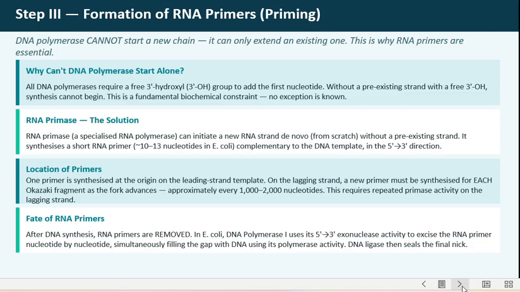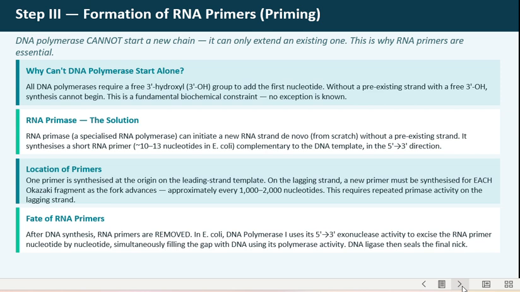So only one primer is needed. And then this primer can be used to synthesize a continuous strand of new DNA throughout, or until the forks meet, since it's bidirectional, it's in both directions.